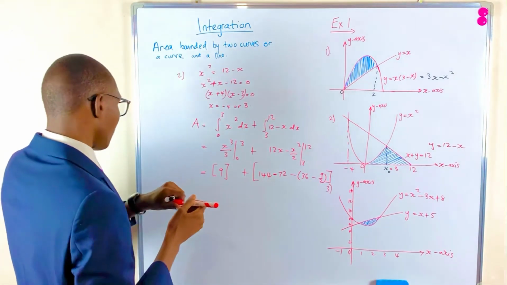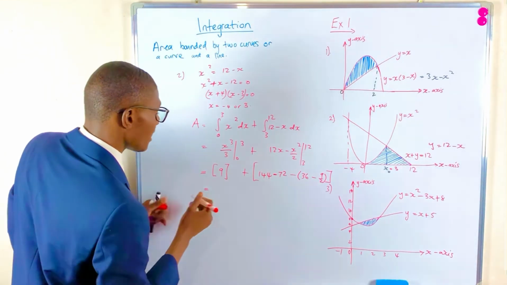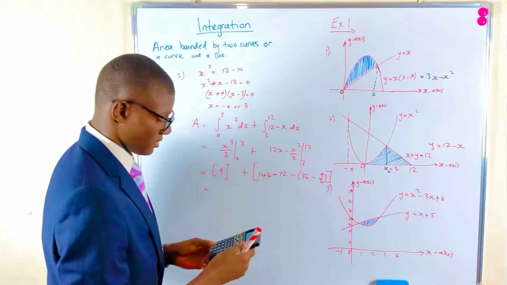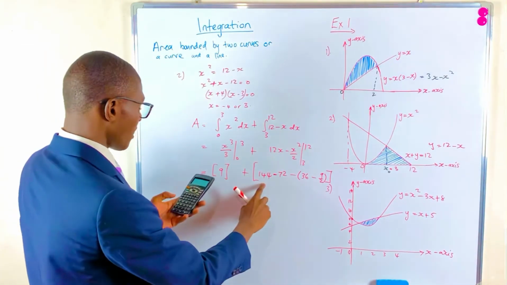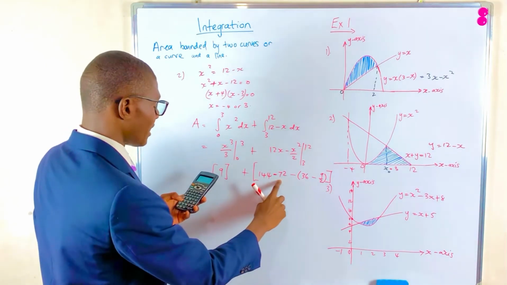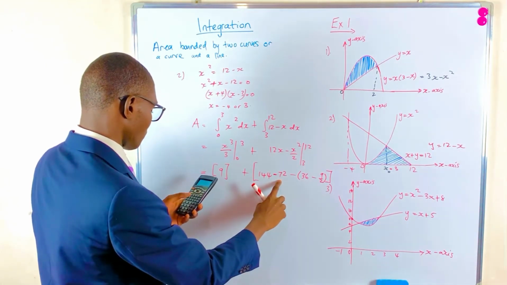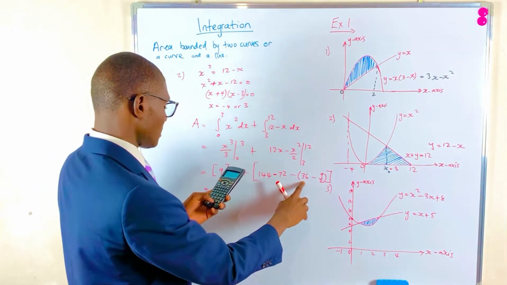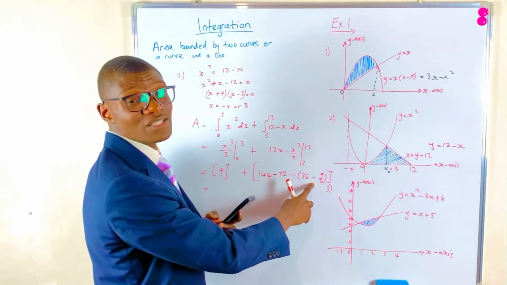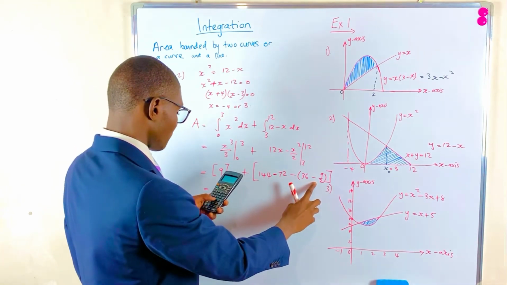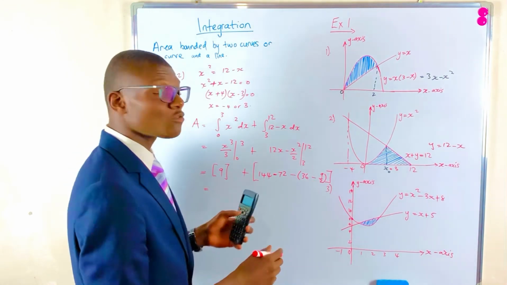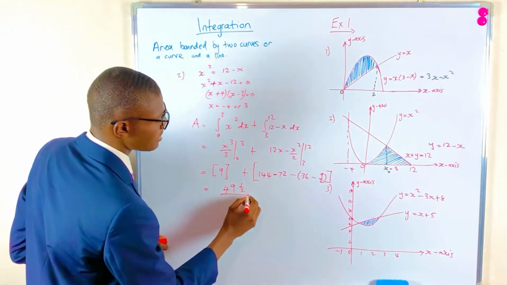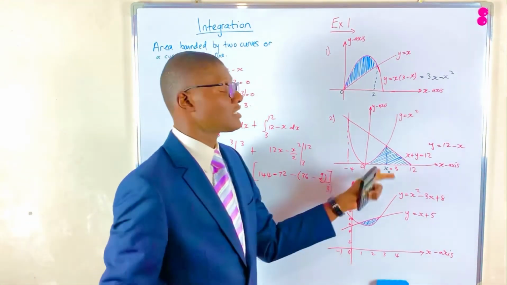Like that. So now, if we have to simplify that, we're saying 9 plus 144, then minus 72, then minus 36, so minus 36, and minus, that will give us a plus, then plus 9 over 2, right, to get a result of 49 and a half. So 49 and a half square units. This is the area of this shaded region.